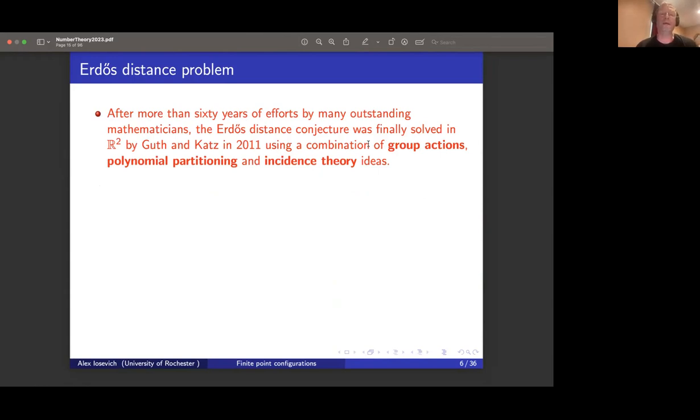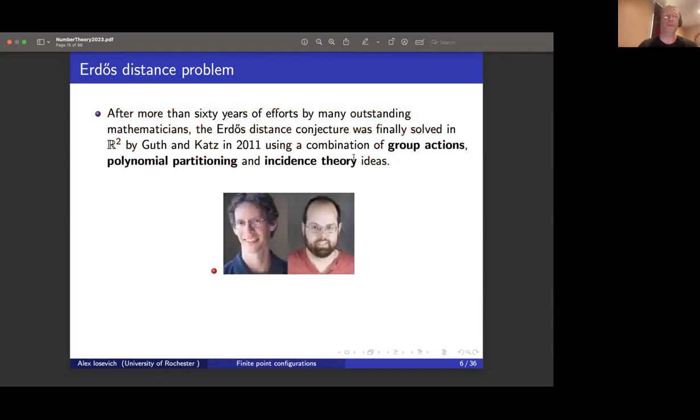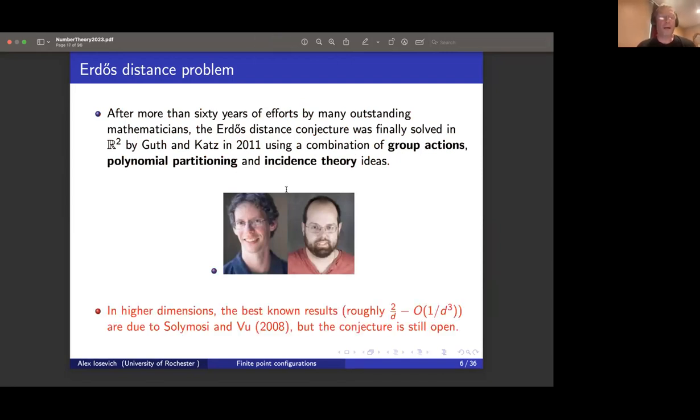After more than 60 years of efforts by many outstanding mathematicians, the Erdos distance conjecture was finally solved in R2 by Guth and Katz in 2011 using a combination of group actions, polynomial partitioning, and incidence theory ideas. This is Larry and Nets. And in higher dimensions, the best known results, which are roughly 2 over d, the conjectured exponent, minus big O of 1 over d cubed, are due to Solymosi and Vu, but the conjecture is still open.